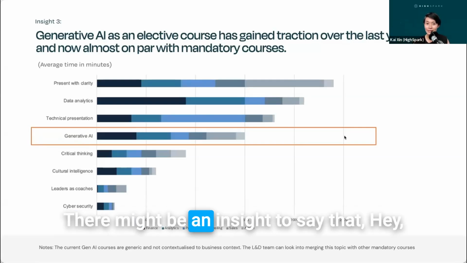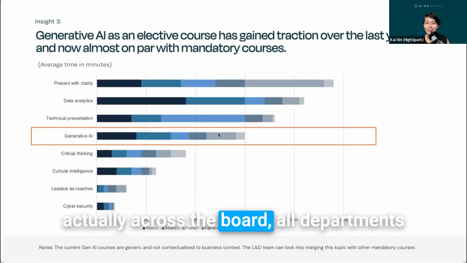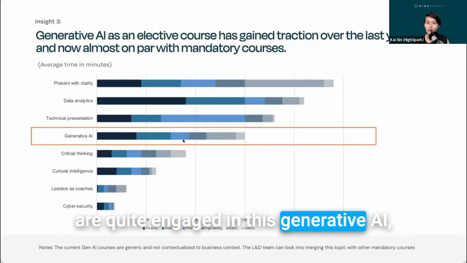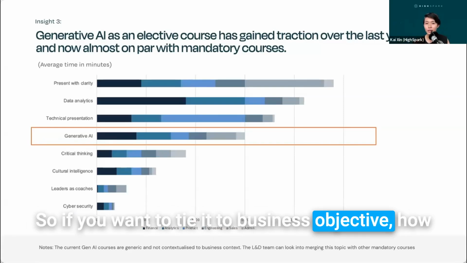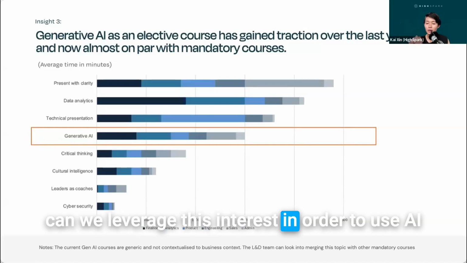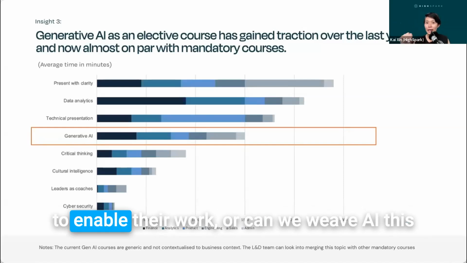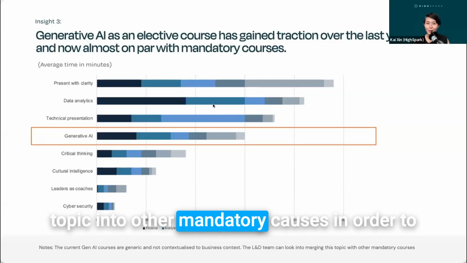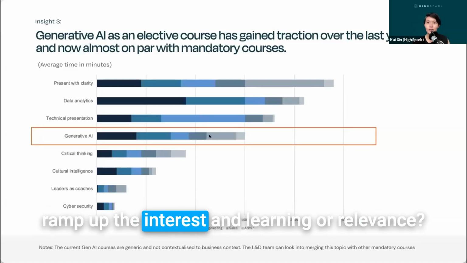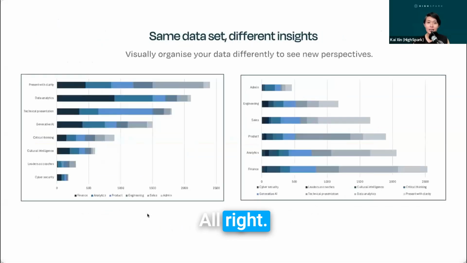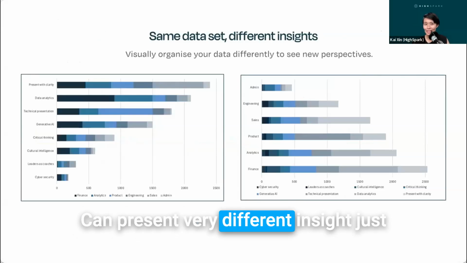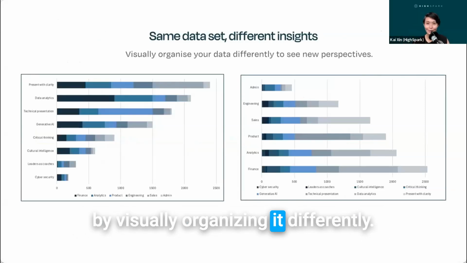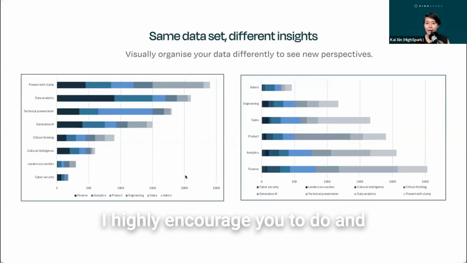Here, there might be an insight to say that, hey, actually across the board, all departments are quite engaged in this generative AI, even though it's not relevant to their work. So if you want to tie it to a business objective, how can we leverage this interest in order to use AI to enable their work? Or can we weave AI, this topic, into other mandatory courses in order to ramp up the interest and learning or relevance? All right. So this is an example of how the same data set can present very different insights just by visually organizing it differently. So if you haven't already done this, I highly encourage you to do.